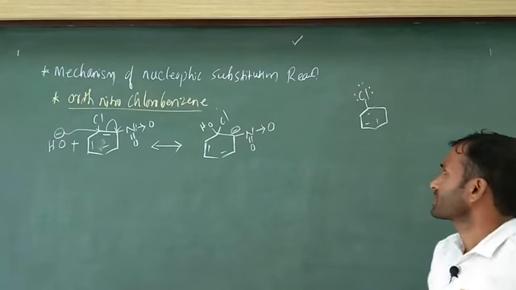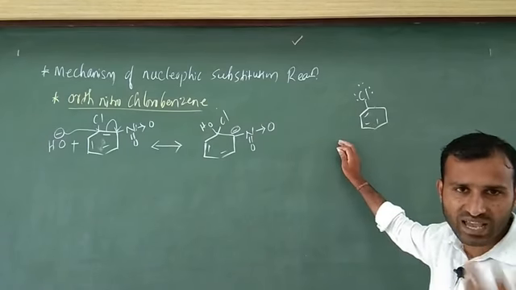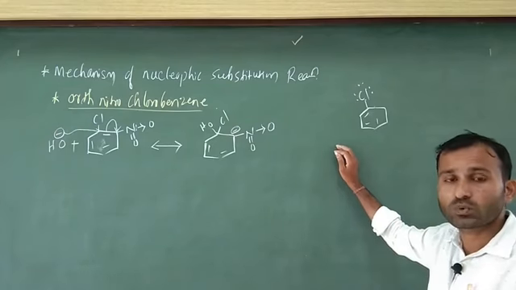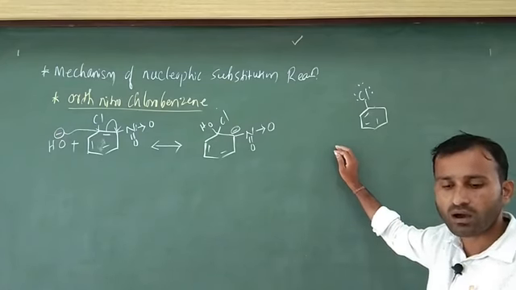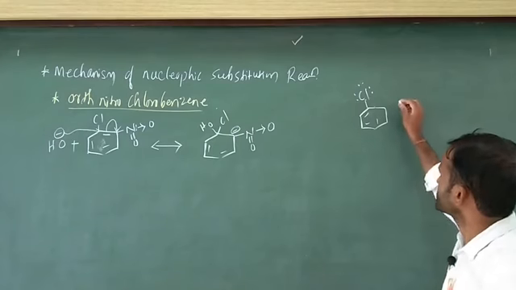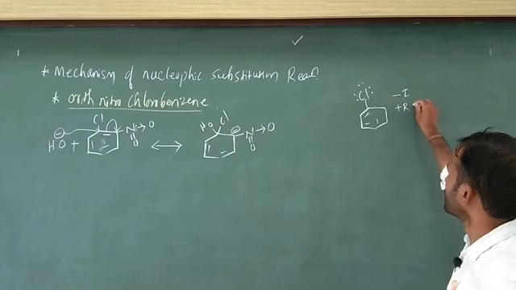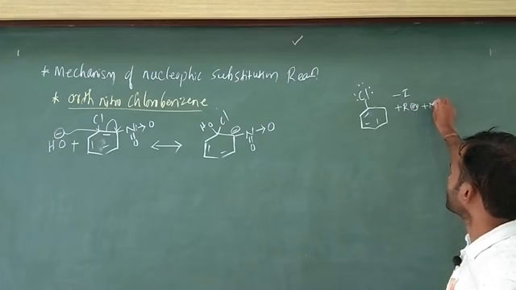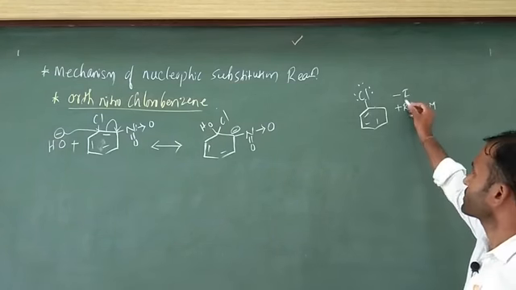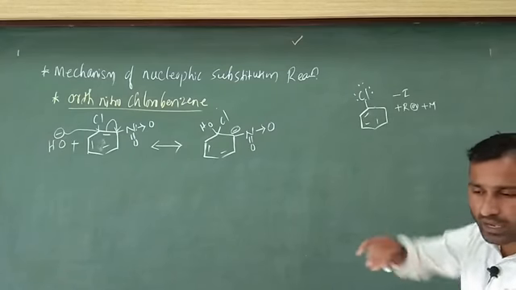Here 2 things are important. One is the minus I effect; minus I means electron withdrawing group. The next one is the plus R effect, plus R or plus M, that is mesomeric or resonance. In this case minus I is there and plus R is there. What is the role of minus I?